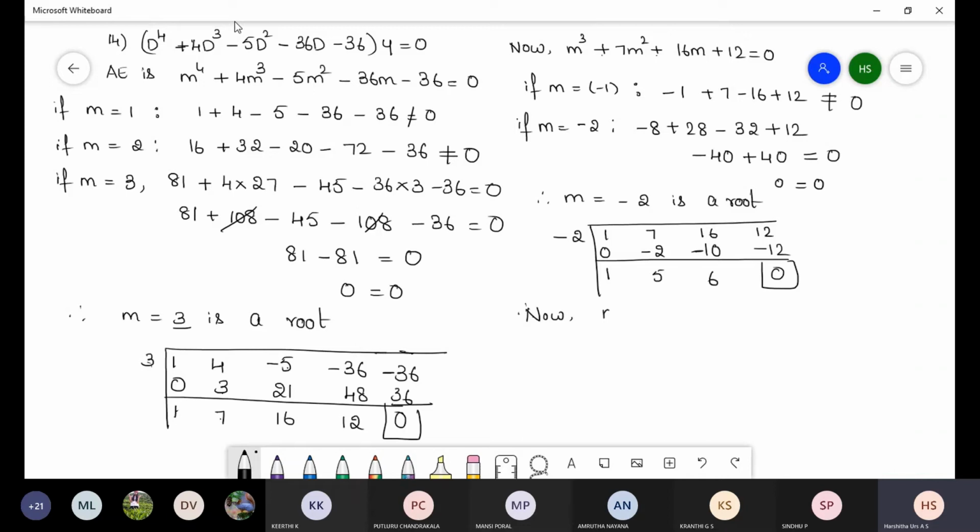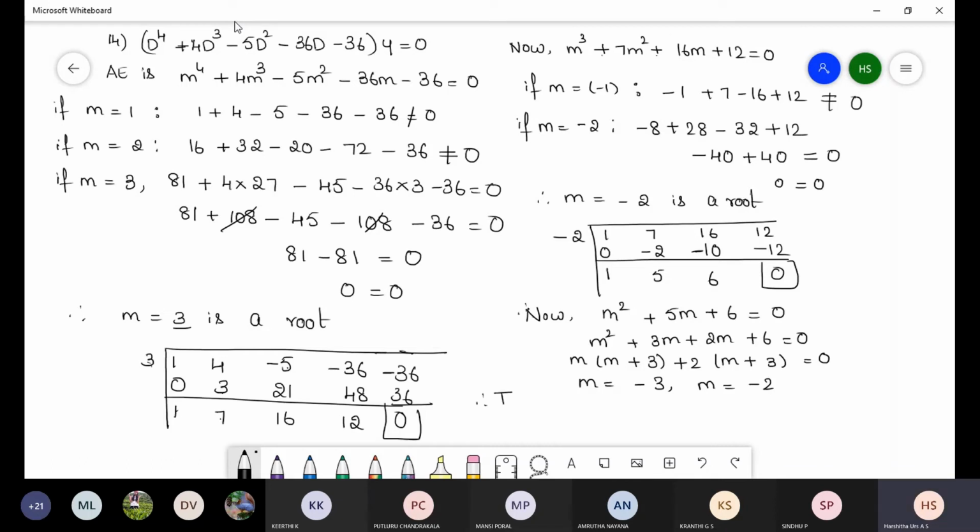Now, therefore, we write the quadratic: m square plus 5m plus 6 is equal to 0. So here we can write m square plus 3m plus 2m plus 6 is equal to 0. So m into (m plus 3) plus 2 into (m plus 3) is equal to 0. So m is equal to minus 3, m is equal to minus 2.